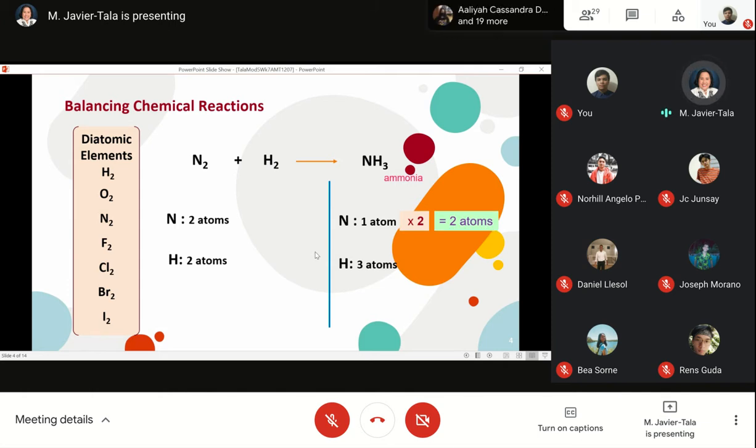Where will you put your multiplier? You put it in front of the compound or the element where your multiplier was used. So here it is in ammonia. But when you put that multiplier as a coefficient in your ammonia, it will also affect the number of atoms of your hydrogen. It means here that your 3 atoms of hydrogen will also be multiplied by 2 and you will have 6 atoms.